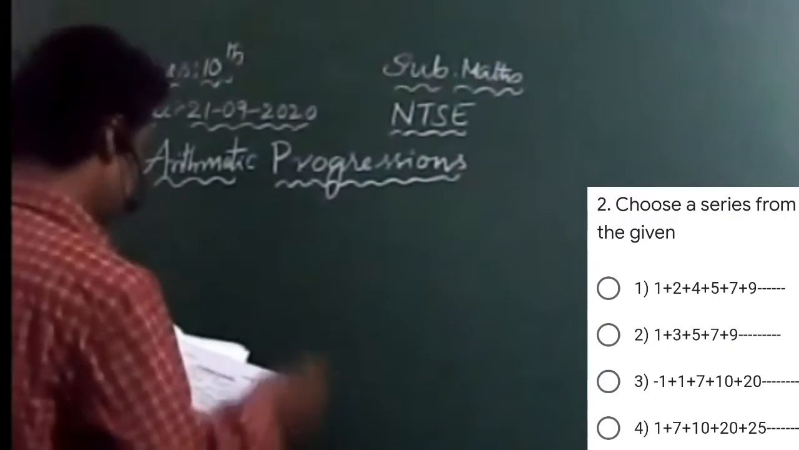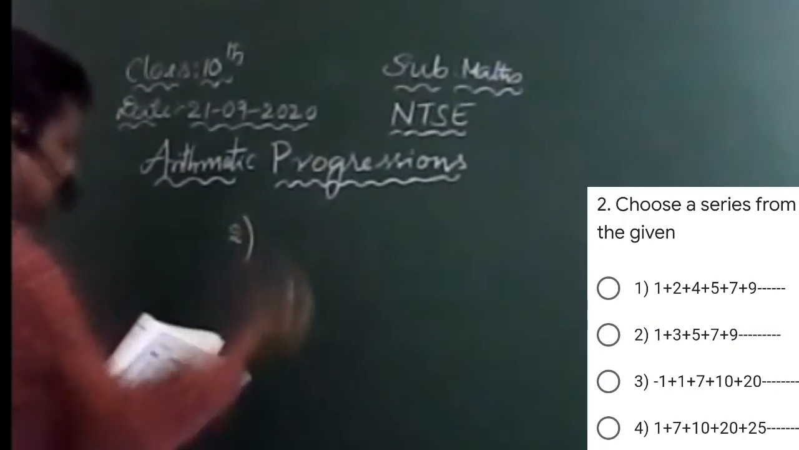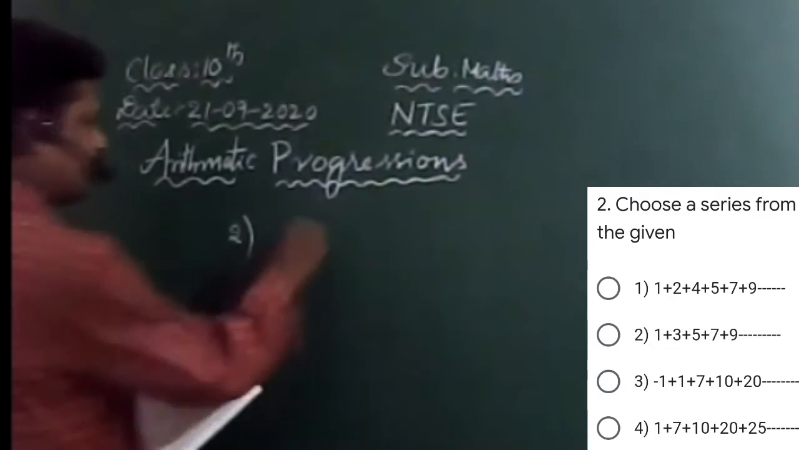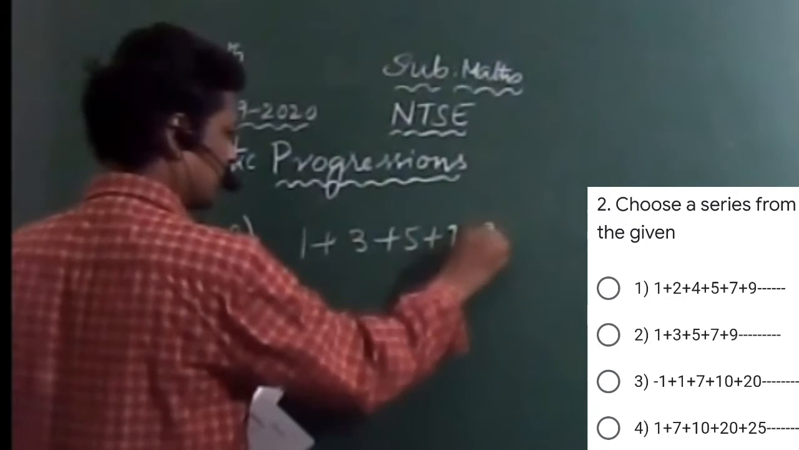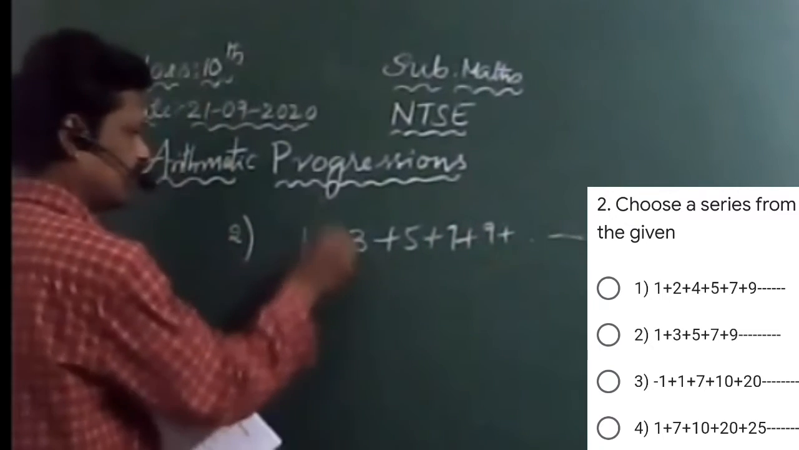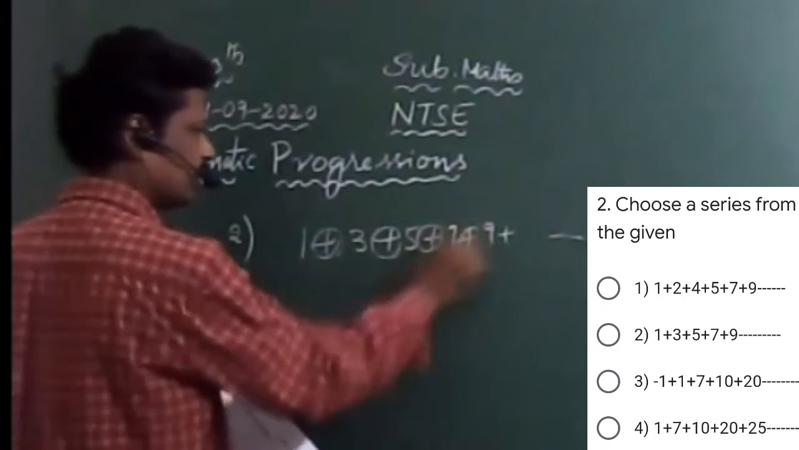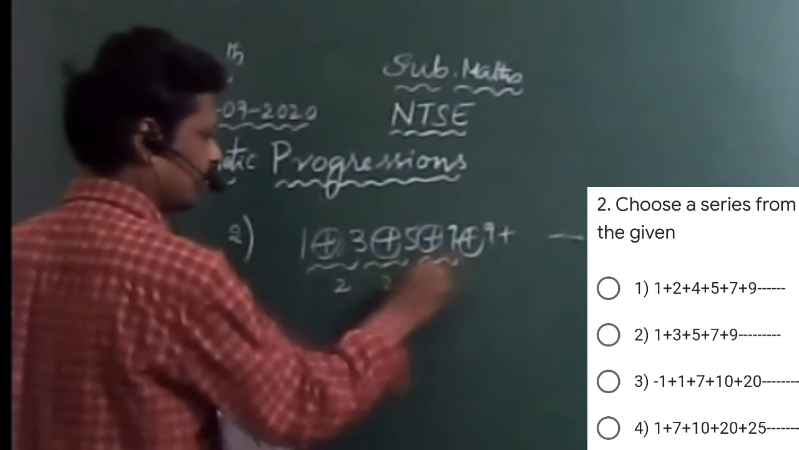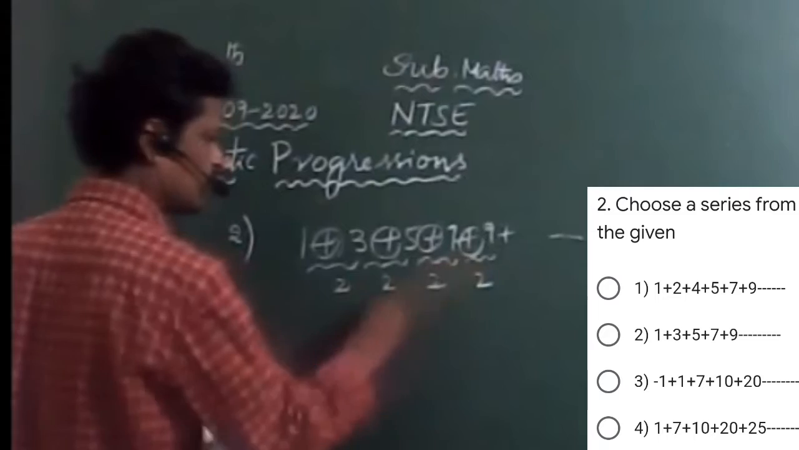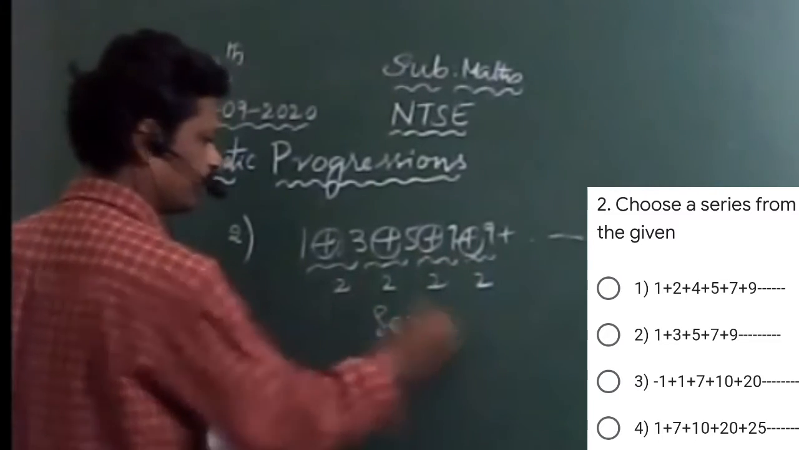Coming to the second question. Choose a series from the given. What is a series? It should follow a particular rule also. See the second option: 1 plus 3 plus 5 plus 7 plus 9. Series means the terms are added or subtracted. See the common difference, 2. So it is following an arithmetic progression. So it is called a series.